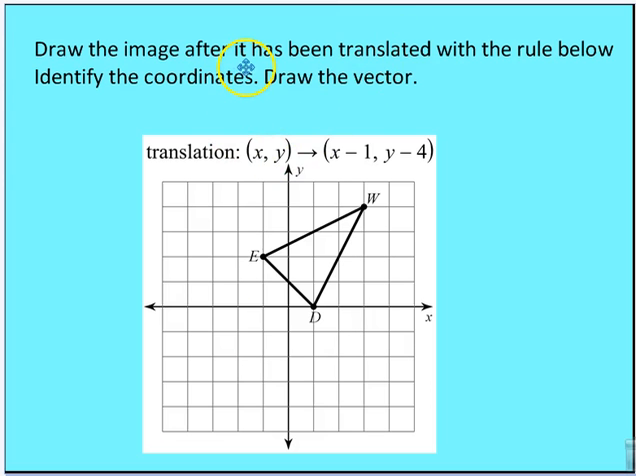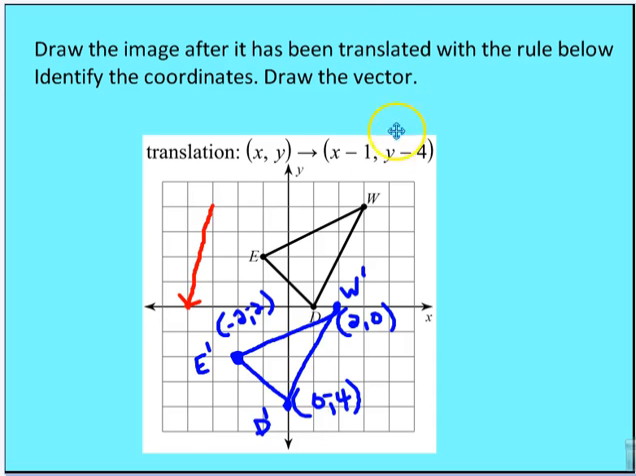So I want you to draw the image after it has been translated with the rule below, and then I want you to identify the coordinates. So here is the rule, and then I want you to translate, assuming each unit is 1, and then write the coordinates for the resulting values. Okay, so W becomes W prime 2, 0, E becomes E prime -2, -2, D becomes D prime 0, -4, and here's my vector indicating the translation.